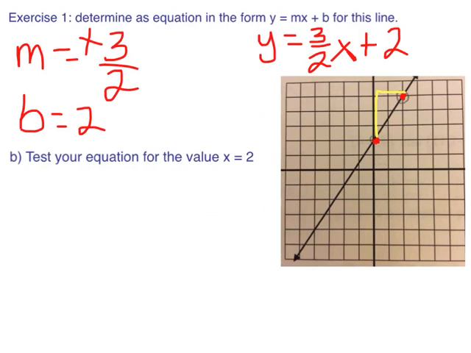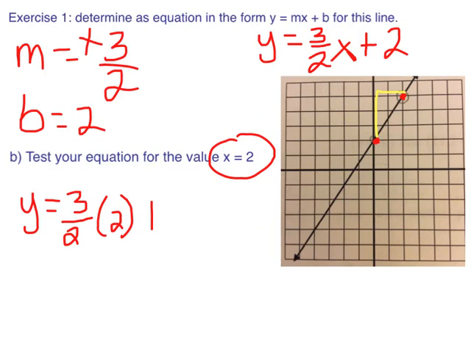Now it says test your equation for the value x equals 2. What does that mean? Well, I'm going to put in my x value of 2 in place of x. So in my equation I have y equals 3 over 2 times 2 plus 2. 3 halves times 2, so 3 times 2 is 6. 6 divided by 2 is 3. 3 plus 2 is going to give me 5. So my y equals 5.